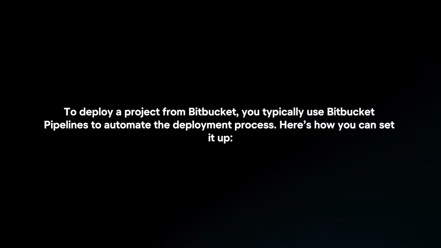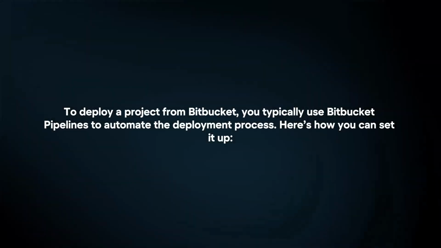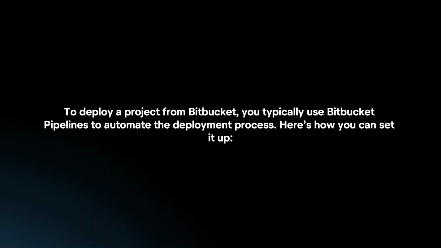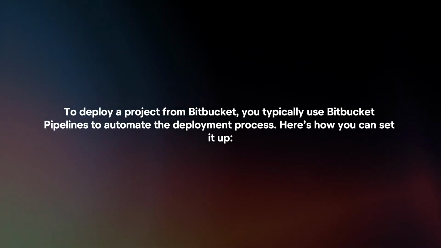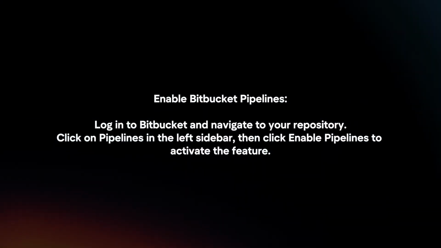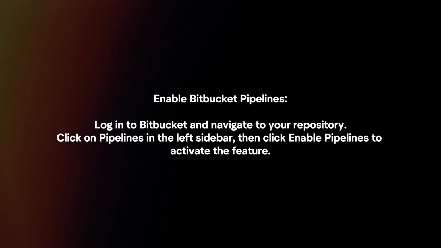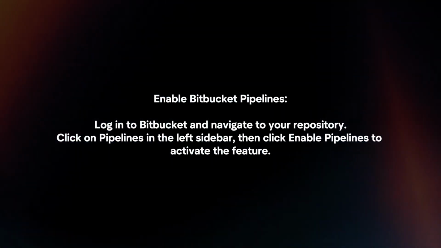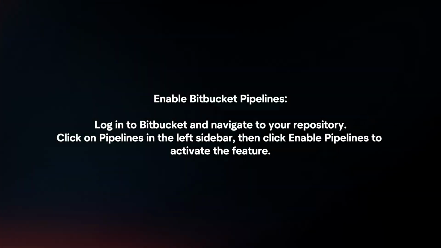To deploy a project from Bitbucket, you typically use Bitbucket Pipelines to automate the deployment process. Here's how you can set it up. Enable Bitbucket Pipelines. Log into Bitbucket and navigate to your repository. Click on Pipelines in the left sidebar, then click Enable Pipelines to activate the feature.